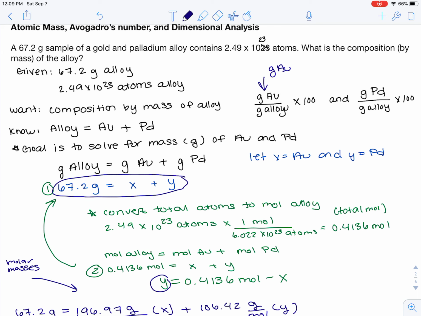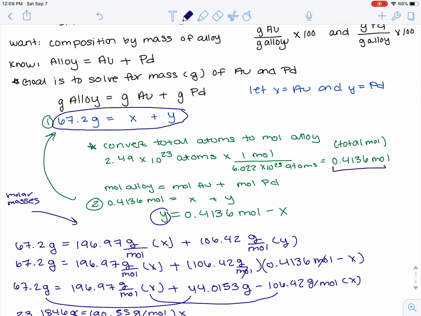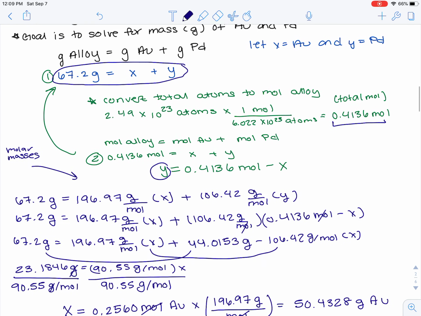So I took the 2.49 times 10 to the 23 atoms of alloy and converted to just total moles, which was 0.4136 moles. Then I knew that since it's still just the moles of the entire sample, that's the same equation. Moles total is equal to the moles of the gold and moles of palladium. I rearranged to just solve for one variable.